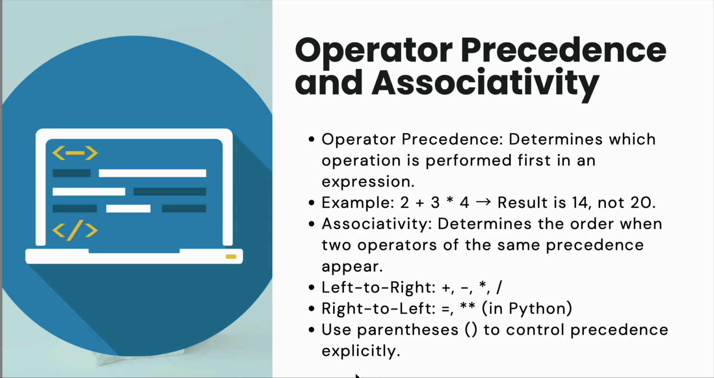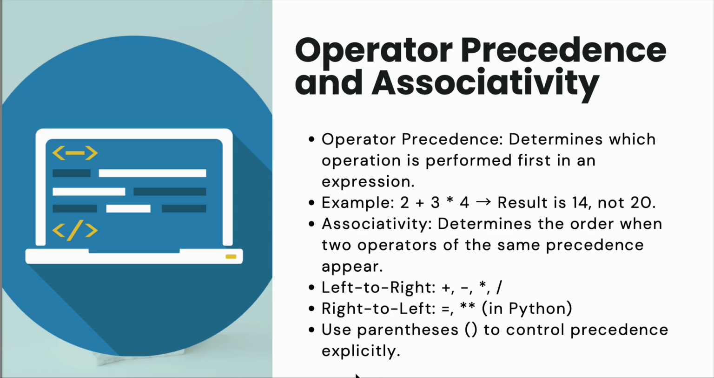Next is operator precedence and associativity. From a young age we started using mathematics, and we know when we have to use divide, multiplication, addition and subtraction. But in programming languages, operator precedence and associativity is slightly different. Operator precedence determines which operation is performed first in the whole expression. For example, 2 plus 3 into 4. The result is 14, not 20. Why? Because we have to perform multiplication first and then addition.